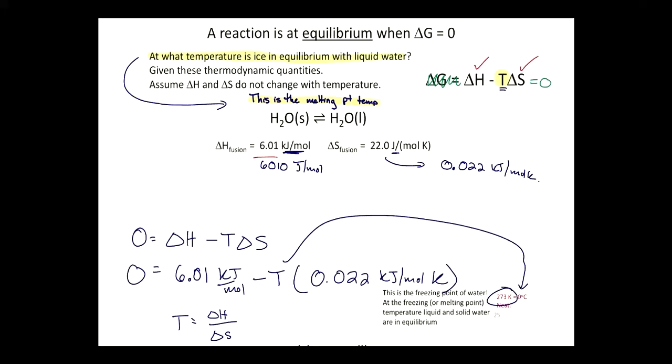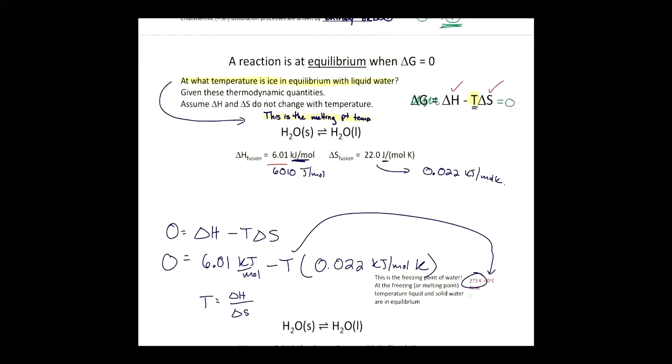So we just kind of proved that the temperature at which solid water and liquid water are at equilibrium, or the melting point temperature of water, is 0 degrees Celsius, or 273 Kelvin. So thermodynamically that matches our observations of what we see in the world. We know ice forms or melts at 0 degrees Celsius, and we prove it with the thermodynamic data as well. This idea of setting delta G equal to 0 means we can find melting point or freezing point temperatures.